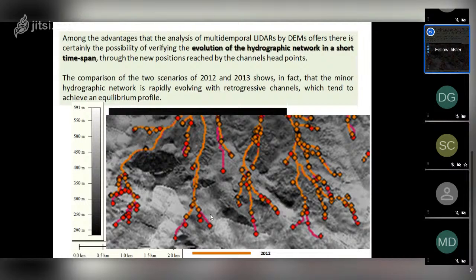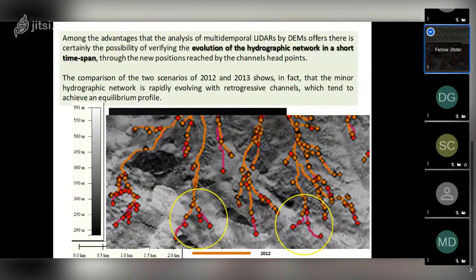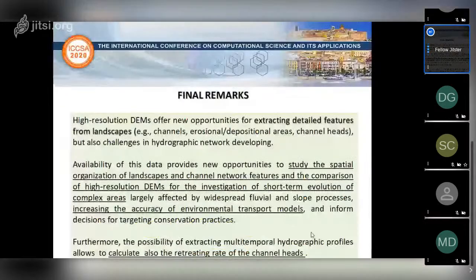So we can evaluate quantitatively the retreating rate of the channel head in time, as we can see in these circled areas. So we can conclude with final remarks underlining the advantages coming from the application of this methodology.